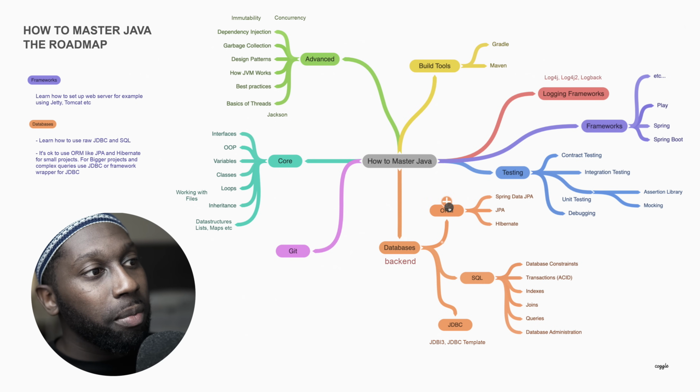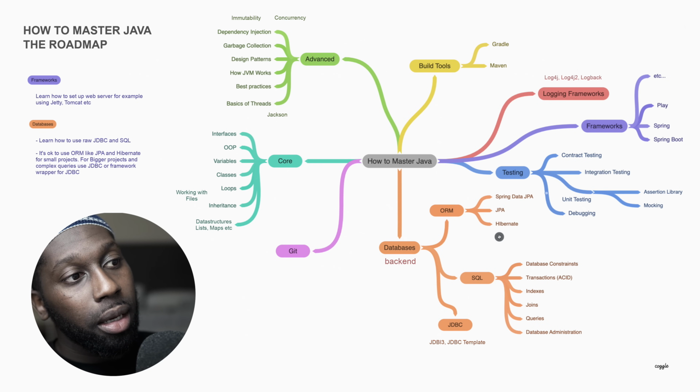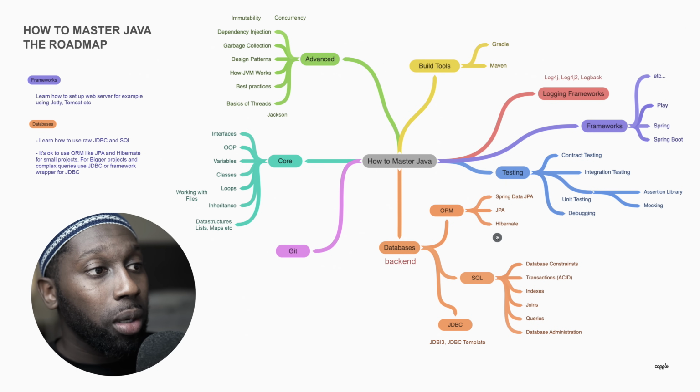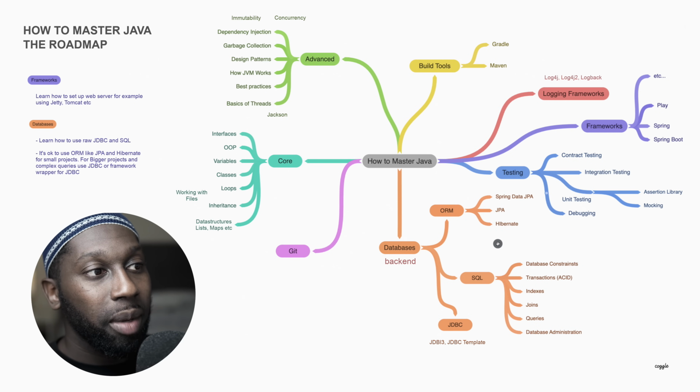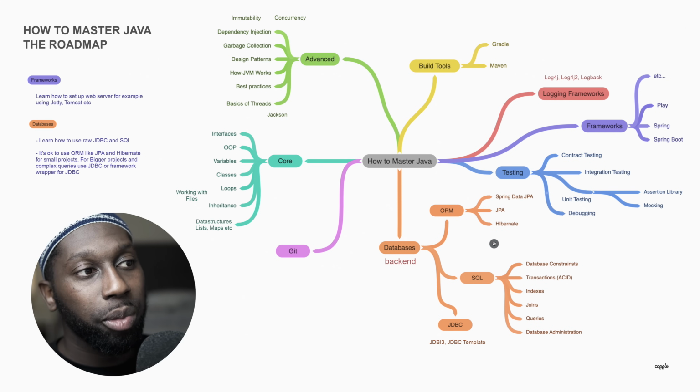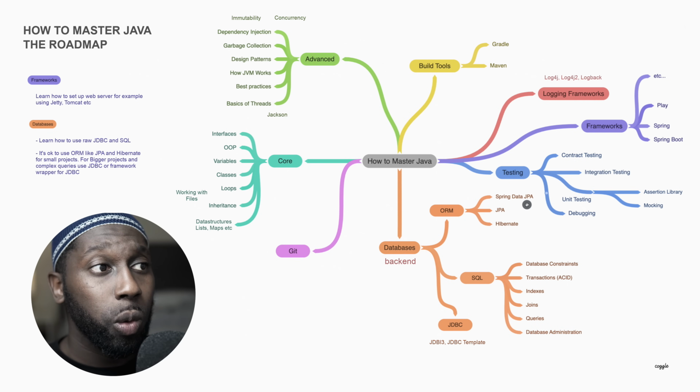Then ORM, object relational mapping. This is where you have your Java classes mapping directly to your database. Now in here you see JPA, which is the interface, the specification, and then you have implementations such as Hibernate, which is quite popular, and Spring Data JPA. These are the two most popular ones that you're going to be using.